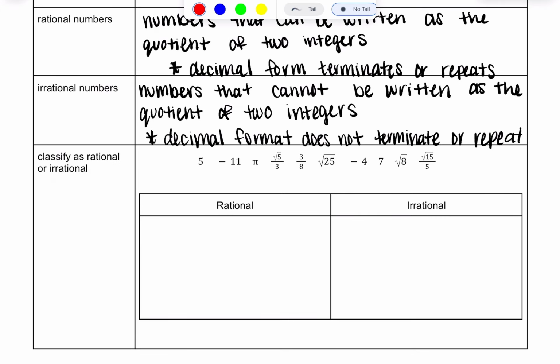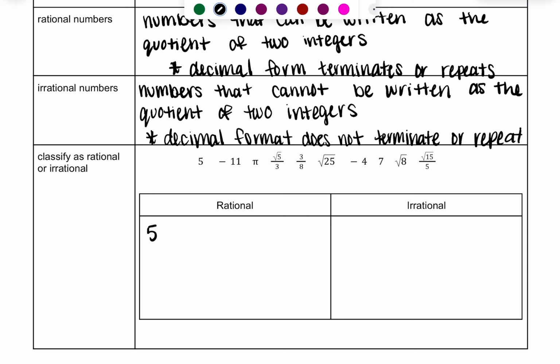If you want to pause this for a little bit and try to classify each of these numbers, I would go ahead and try. Now, 5, pausing now if you want to pause, okay? Looking at the number 5, 5 is a natural number. It is a positive whole number, so that is considered a rational number.